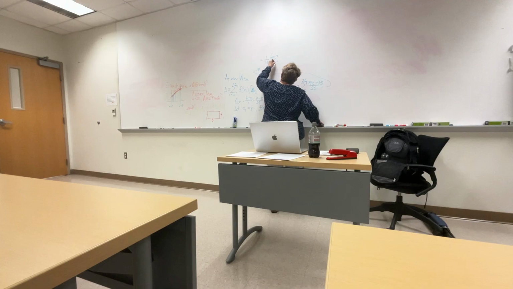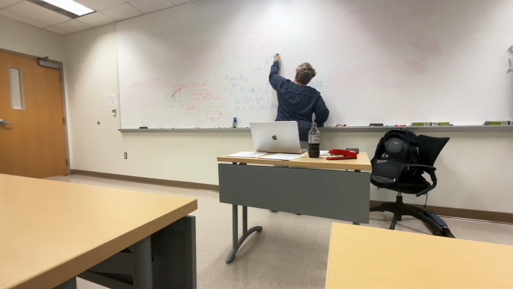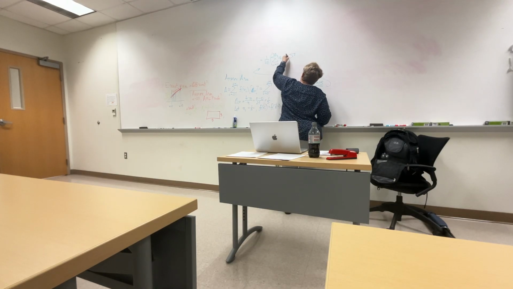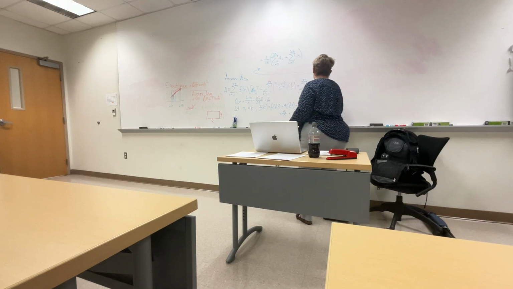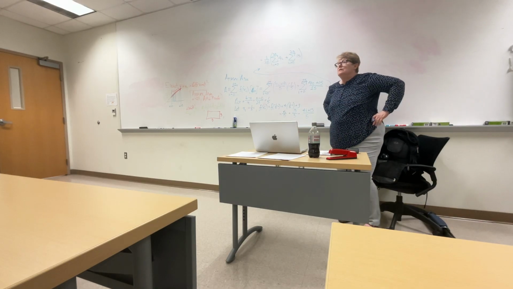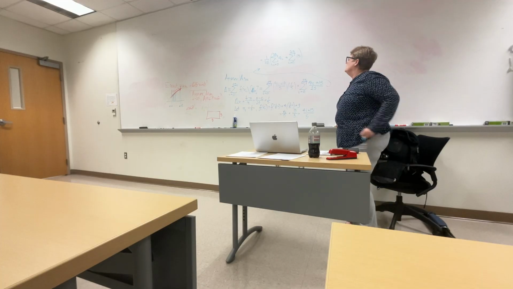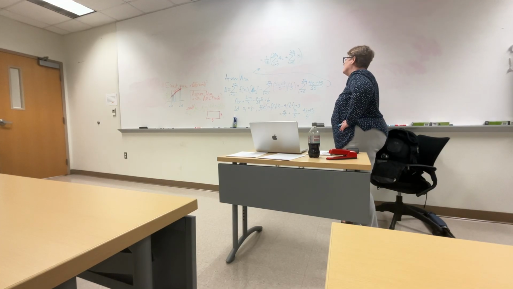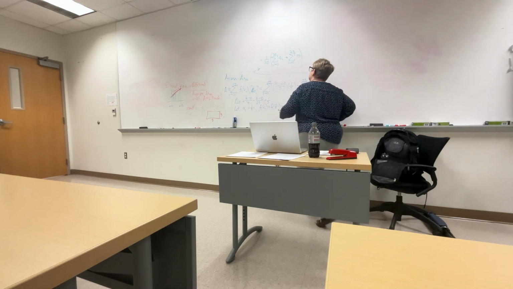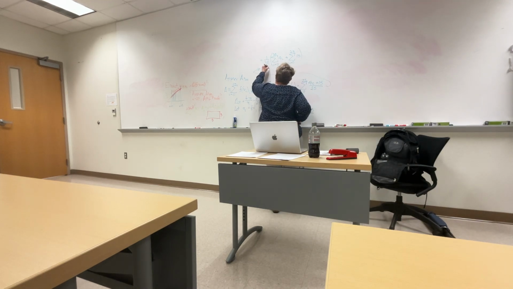Sum as i goes from 0 to 25 of 4i plus sum i equals 0 to 25 of 15. Is that right? Oh, I wasn't gonna do this one. Oh, well, it doesn't matter. So we have 1 over 25.